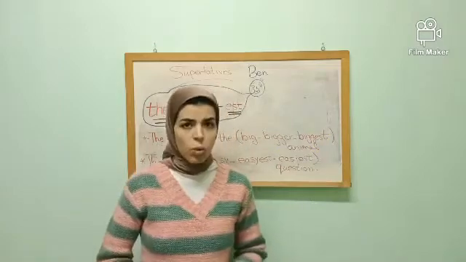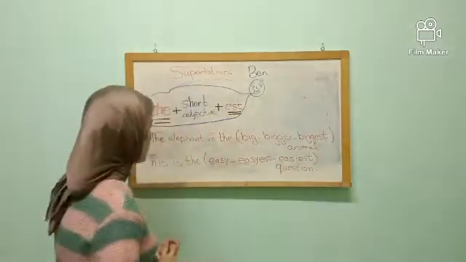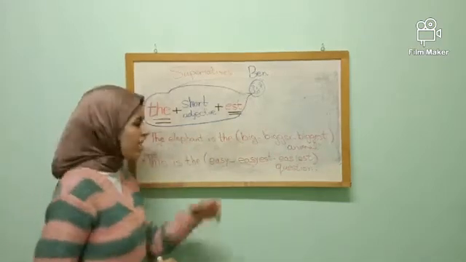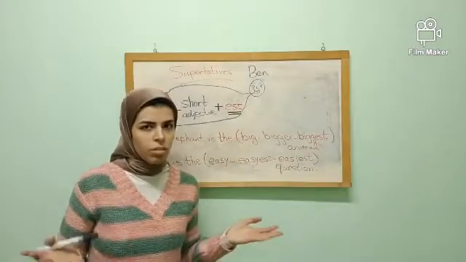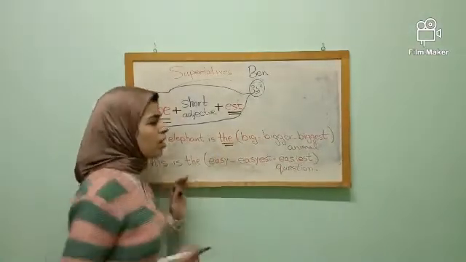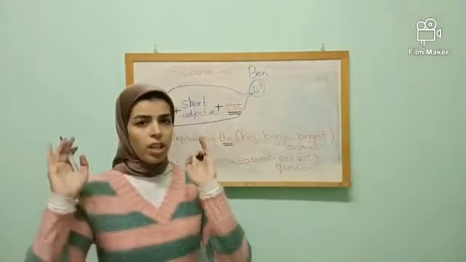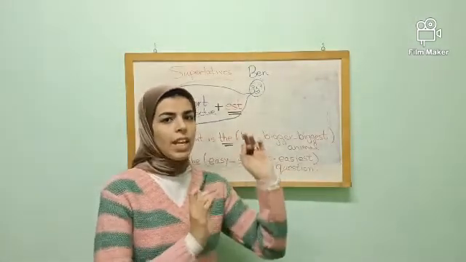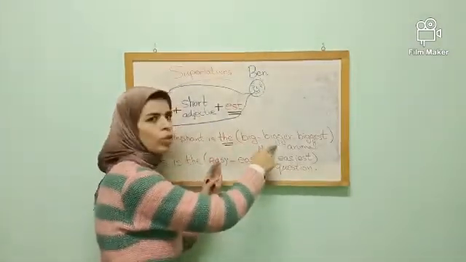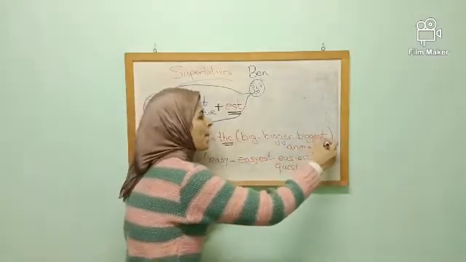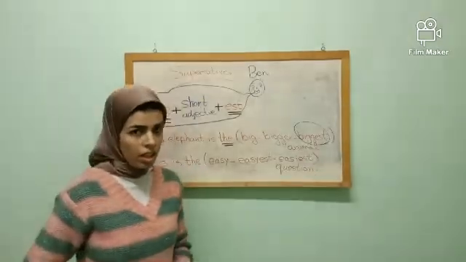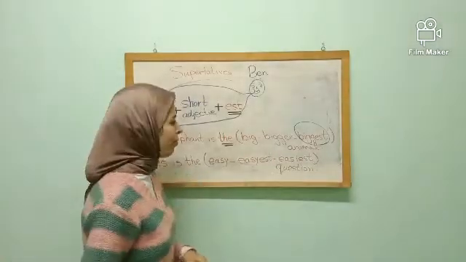Okay, now it's your turn. Let's answer some questions together. Here I have, the elephant is the big, bigger, or biggest. Of course, here I have the, so it's superlative. The, short adjective, and est. So gonna be big, bigger, no way. It's biggest, the biggest. The elephant is the biggest animal.